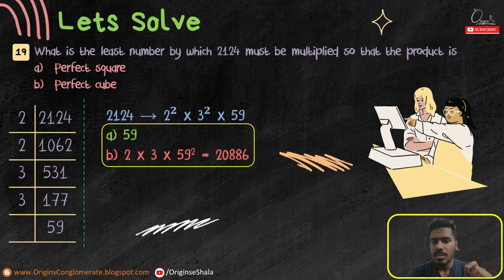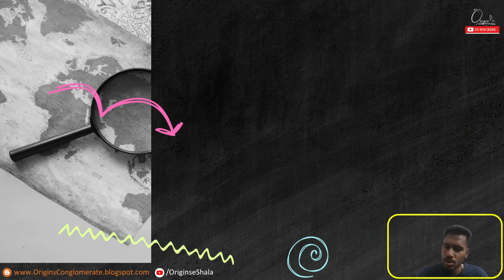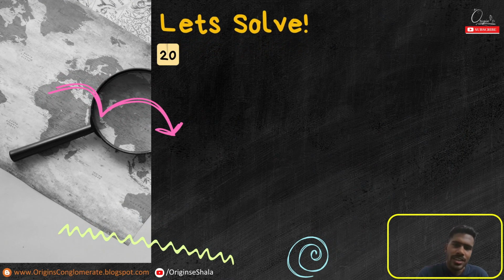So in that way our final answer would be 2 into 3 into 59 square, which will end up giving me 20,886. That is the number I need to multiply to make 2124 a perfect cube. I'm sure that provided a good understanding of what we are doing, right?